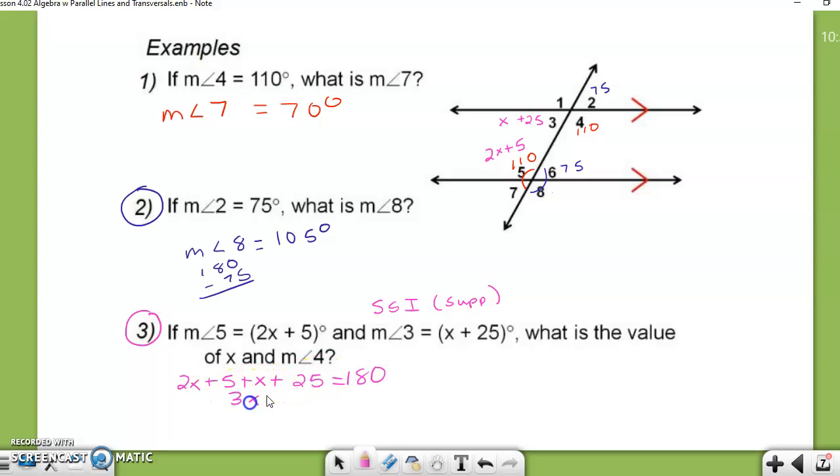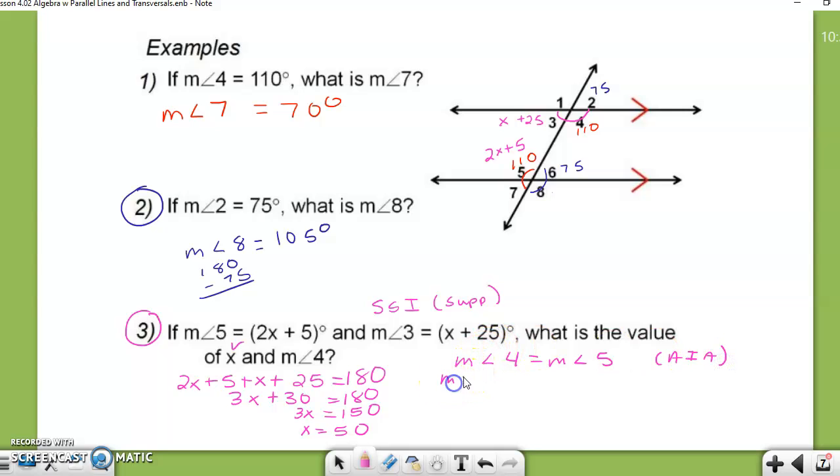So I have 3x plus 30. So I know that x equals 50. So I've answered this. Now what is the measure of angle 4? Well, angle 3 and angle 4 are linear pairs, but remember, angle 4 is alternate interior to angle 5. So I know that the measure of angle 4 equals the measure of angle 5, alternate interior angles.